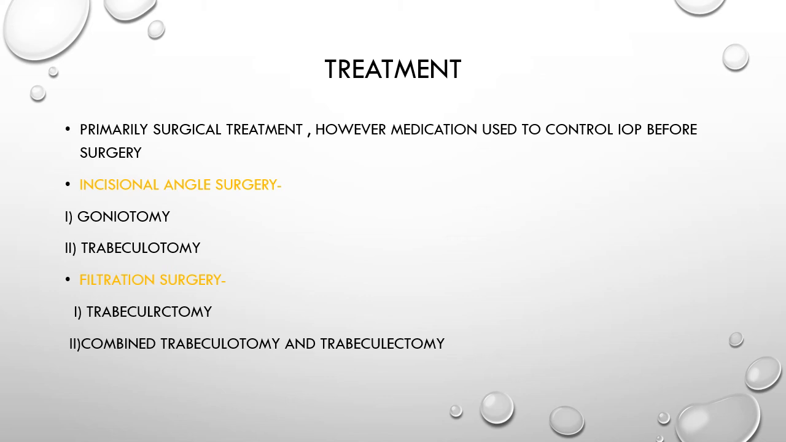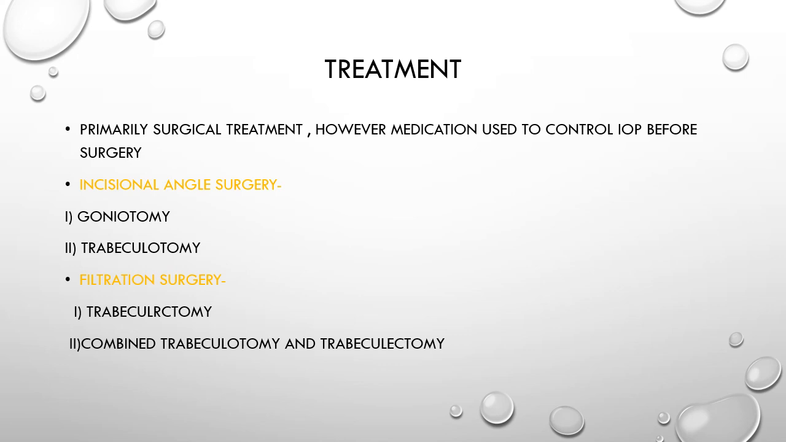So what is the treatment? The treatment is mainly the surgical line of treatment only. So you have to go for the goniotomy. In goniotomy, there is a small needle-like blade where you are going through the gonioscope and just making a slit over the angle of the anterior chamber, that is what is called a goniotomy.